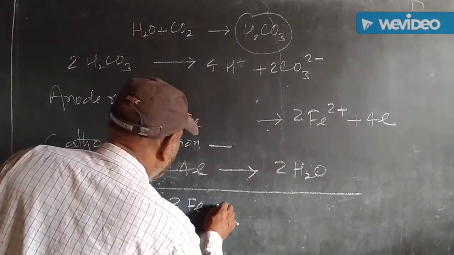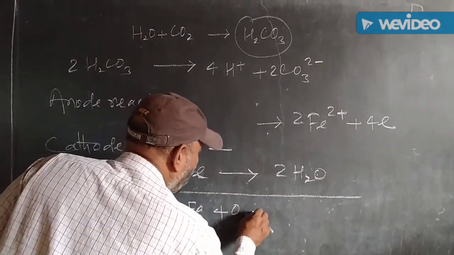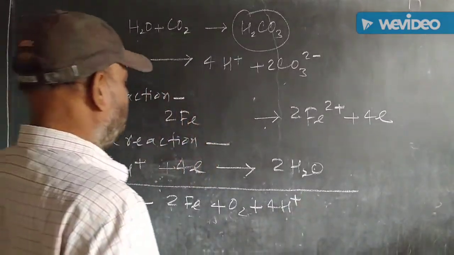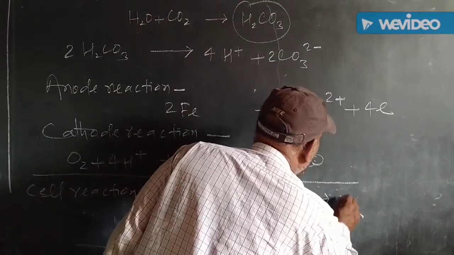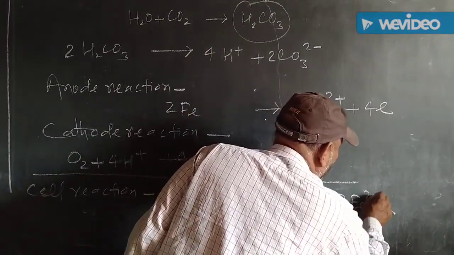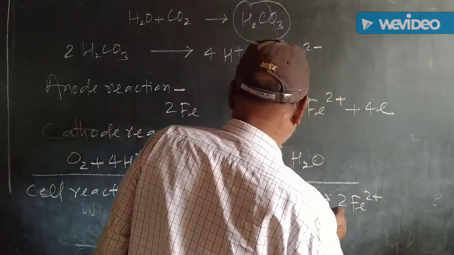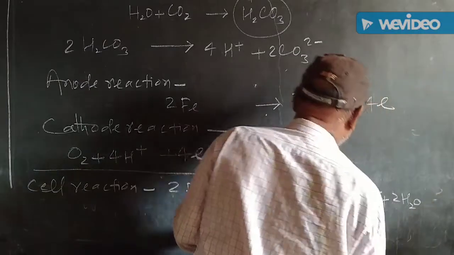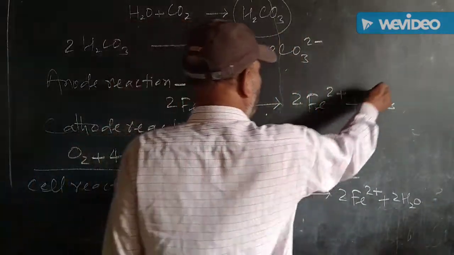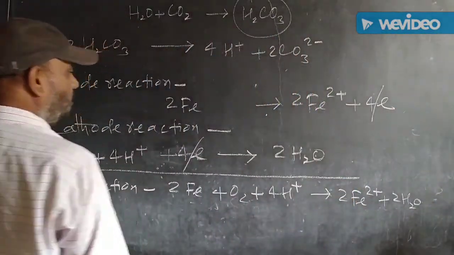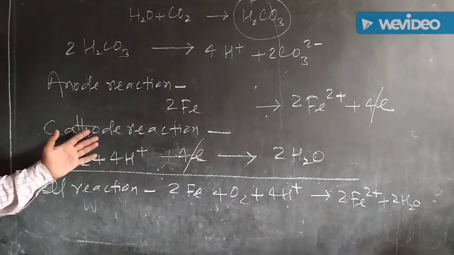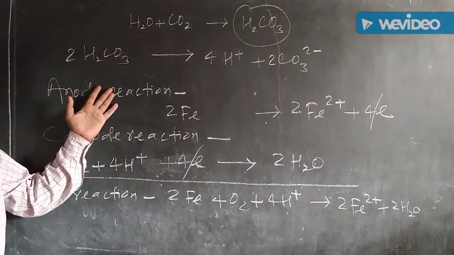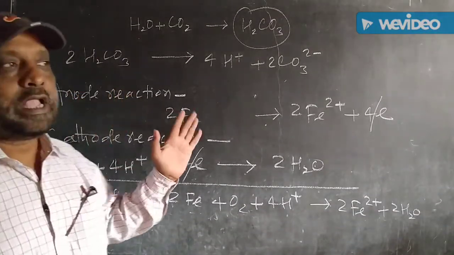The complete cell reaction can be written as 2Fe plus O2 plus 4H+ gives 2Fe2+ plus 2H2O. During rusting, water is also formed. From this reaction, it is clear that rusting is an electrochemical process.